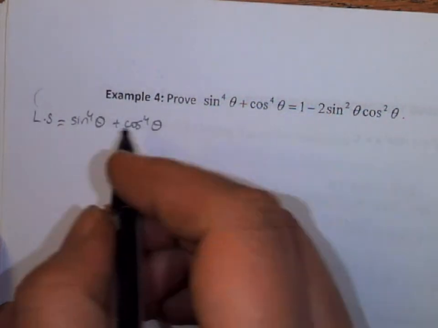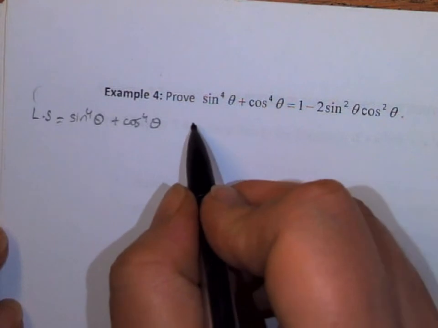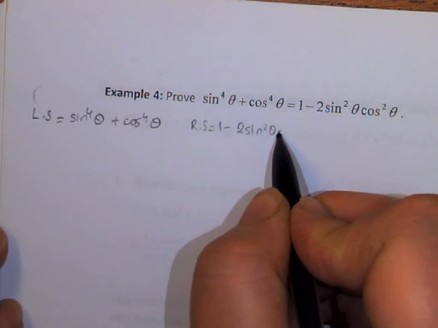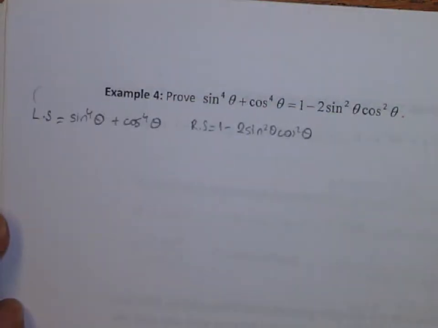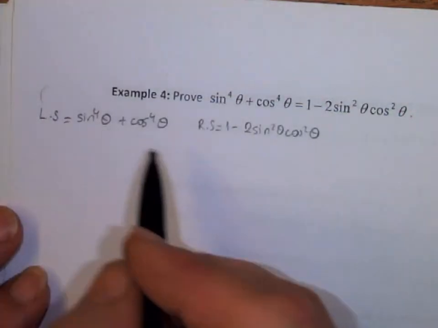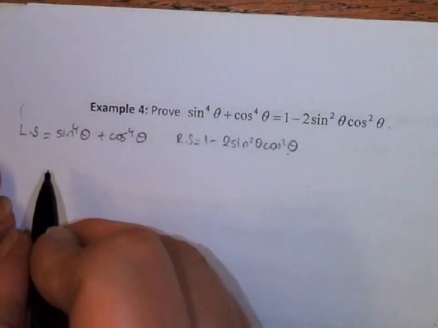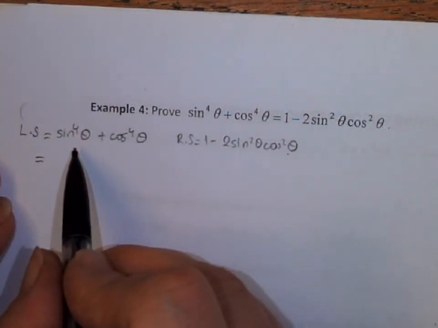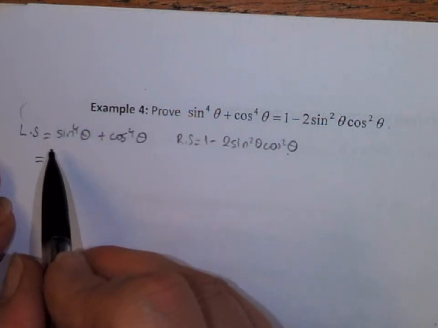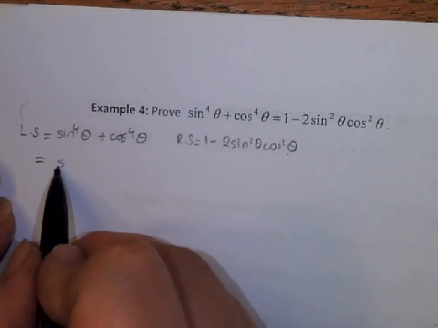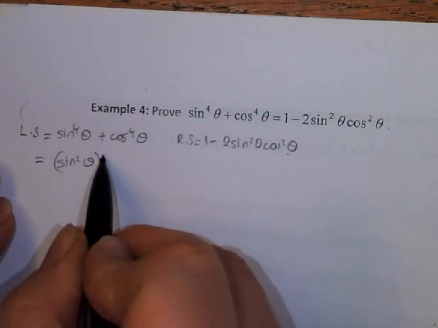And then right side is this. So let's work with this here. So right side 1 minus 2 sine square theta cos square theta. So both sides actually look equally complicated, kind of. So I'm gonna start with the first method from left side. Okay. So how about if I write sine to the power of 4 theta as sine square theta to the power of 2? So sine square theta to the power of 2.